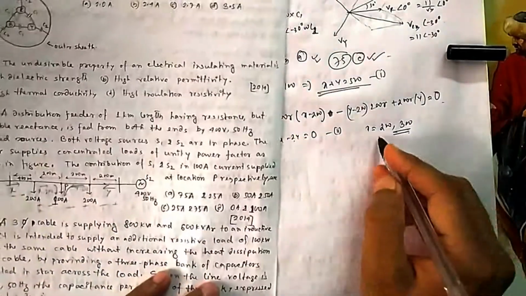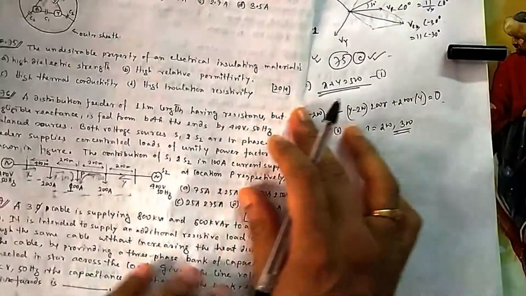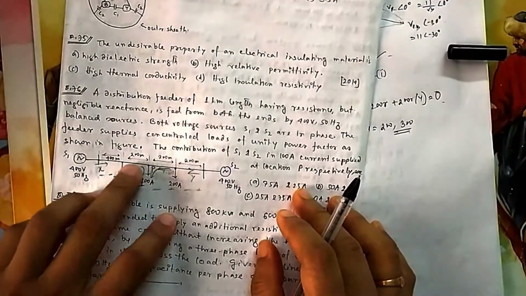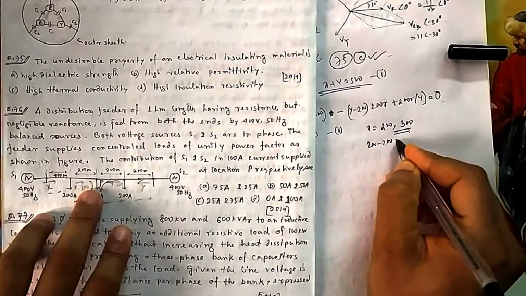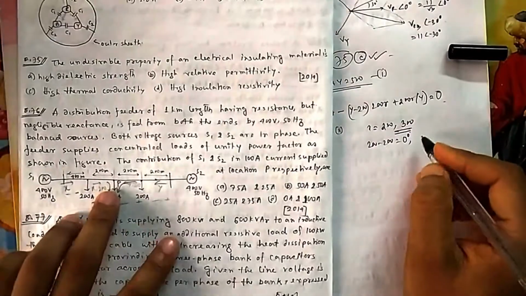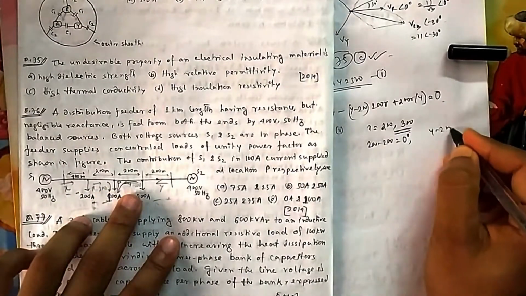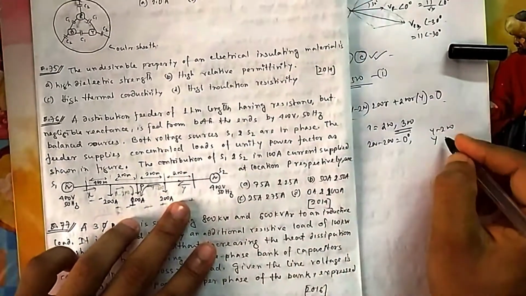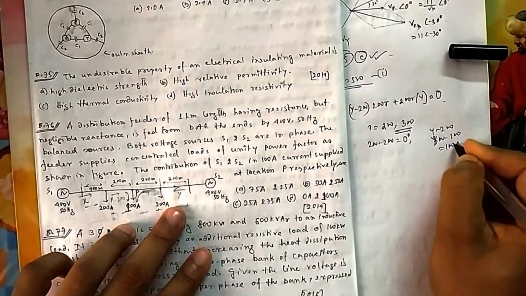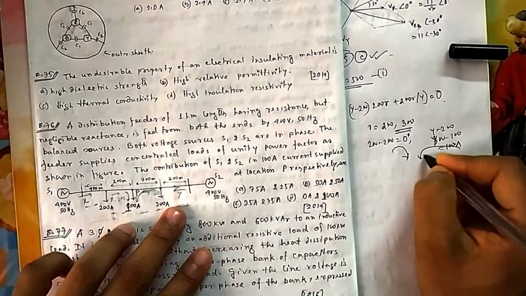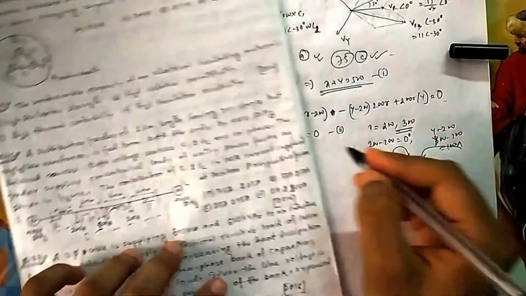Okay, so if it is 200 and 300, then what is the current it is feeding from this side? From this side it was X minus 200, so it will be 200 minus 200, that is 0 ampere from source S1. And from source S2 it is 300 minus 200, that is 100 ampere. So from this side it is 0 ampere, from that side it is 100 ampere. So that is your answer, that is option D.